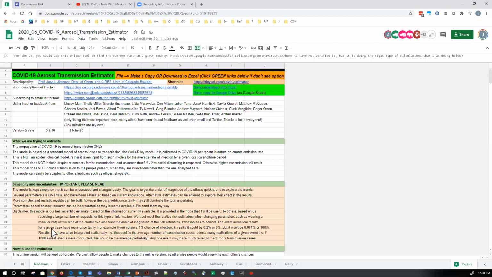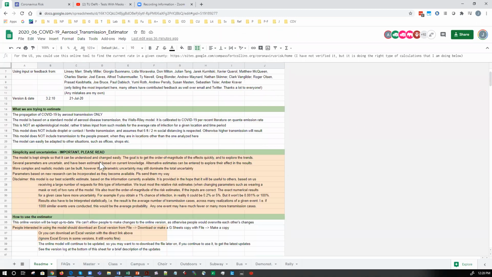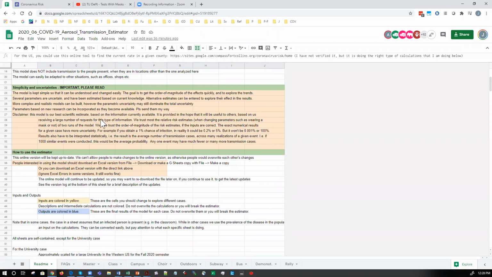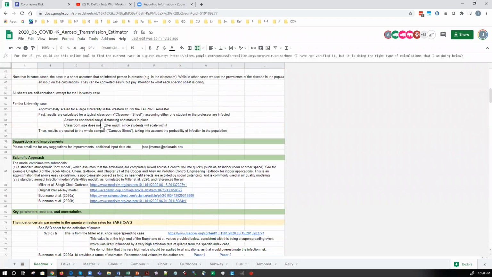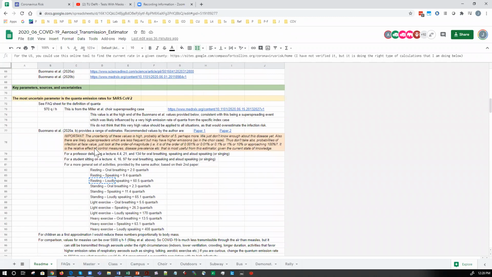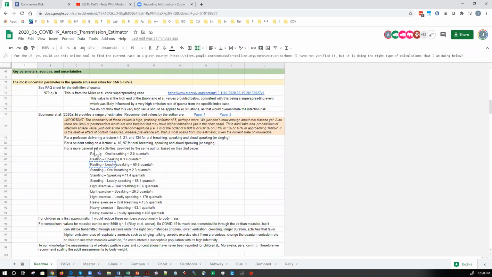Okay, so this is the README sheet. And here it explains what I said. This is what we're trying to estimate. These are the assumptions, and this is how to use it. And these are the papers where the science is described. And here we get into a description of all the parameters.